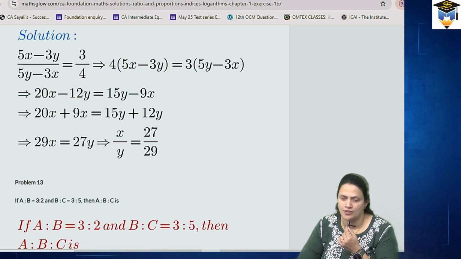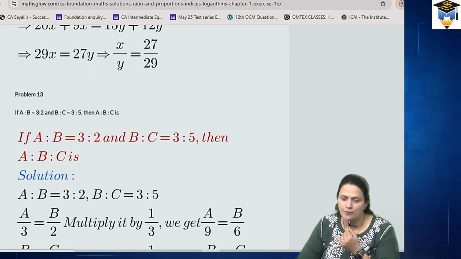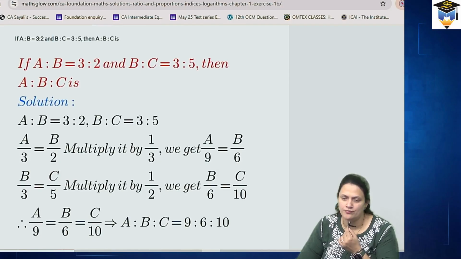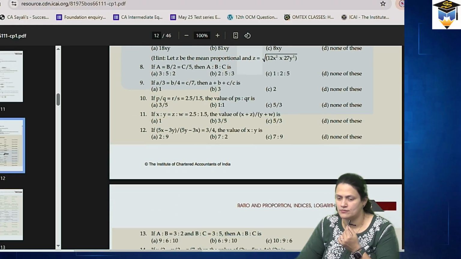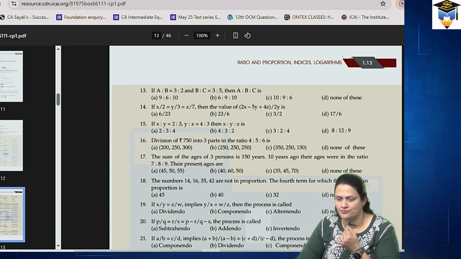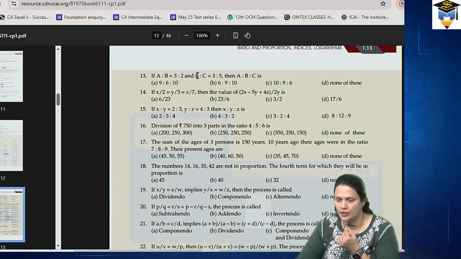Finished? So the 13th one, A upon B is given to us as 3 by 2. So now what they have done over here is, they have taken alternando. Okay, so A upon 3 is equal to B upon 2. Then multiply both sides by 1 by 3, so that you can get A upon 9 is equal to B upon 6. This sum is there, right, in the textbook? This sum, 13th one. Okay.